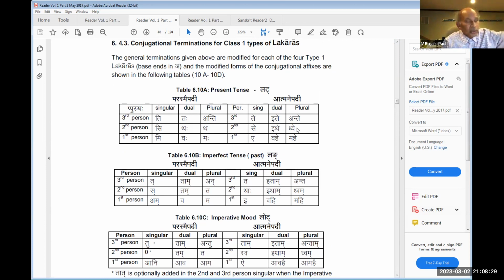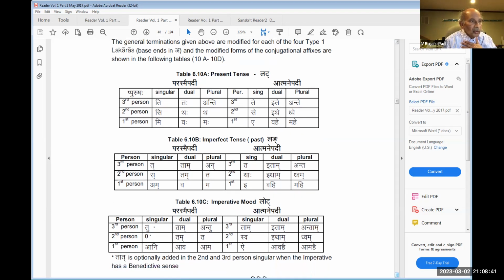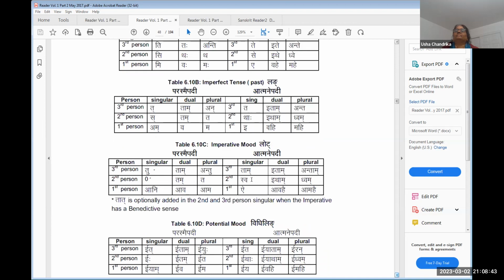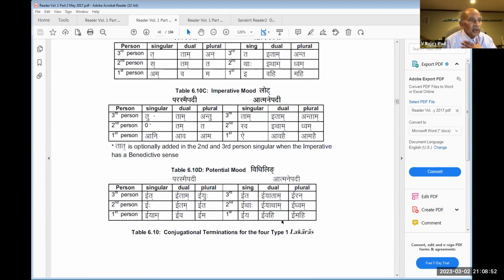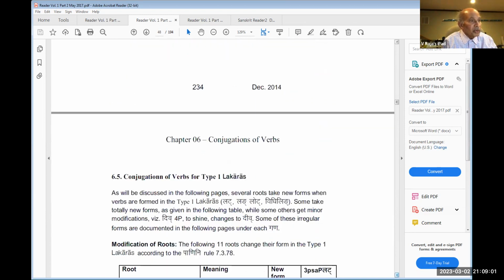I will use the previous table because I got used to them. If it is a lung, these are the different endings. If it is a lot, these are the endings, like tu, astu. Then for vidhiling, these endings. Initially you have to remember these. Then I also gave you something, and I'm going to take a couple more minutes.